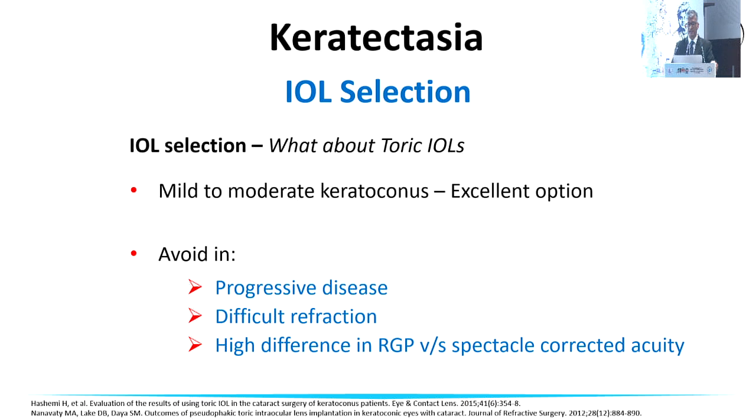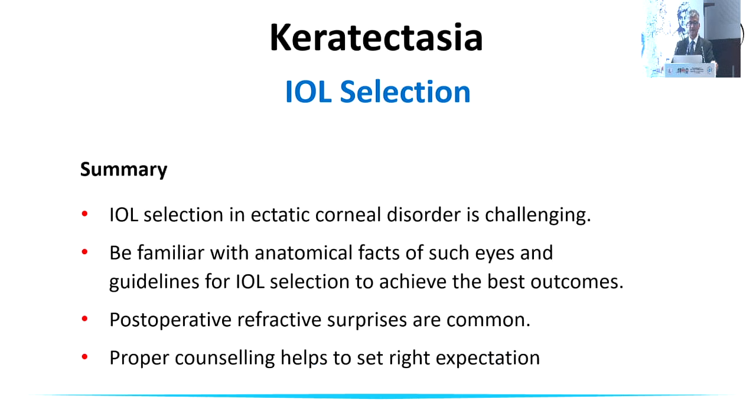However, the toric intraocular lenses have to be avoided in progressive disease, where there is a very difficult refraction, and particularly in cases where there is a wide gap between visual acuity as measured with rigid gas permeable lenses and with the spectacles. So to summarize, the intraocular lens selection in ectatic corneal disorders is challenging.